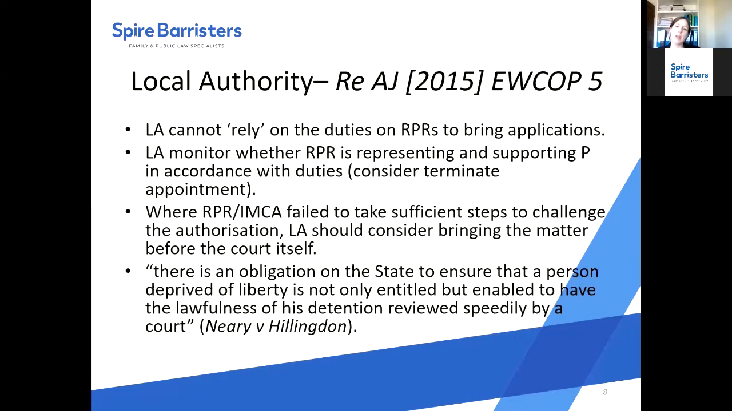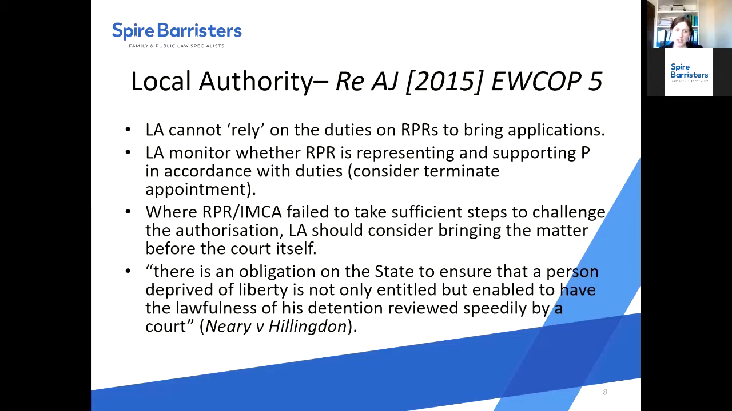So we talked about when the RPR makes the application. The local authority, though, can't rely on that as an absolute. This is another case of Mr. Justice Baker actually predating RD. And what he said was, it's, as we know, for the local authority to monitor whether the RPR is representing and supporting P in accordance with their duties. And that is on the local authority to ensure that's happening. And that takes us back to the previous slides around where the local authority feels that the RPR or the IMCA are not doing that, then they need to take steps to address that.